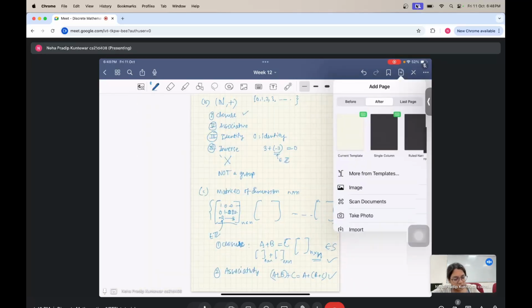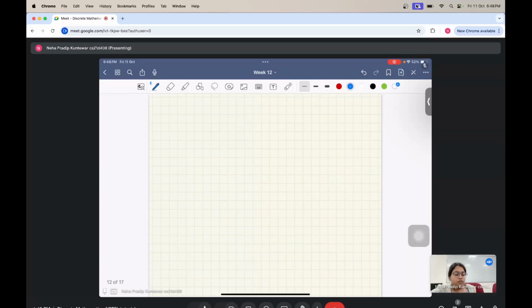The next interesting question that we ask is: is there an identity? So the third question is, is there an identity? What you do is you take your all zero matrix. So A plus 0 would be the same as A.